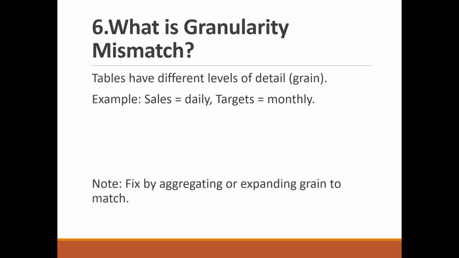The next question is what is granularity mismatch? Granularity mismatch means your tables don't match in level of detail. For example, if you see here, your sales table is at daily level, but your target table is at monthly level. If you try to join them directly, results may go wrong. To fix this, we go by aggregating or expanding to match both the tables.